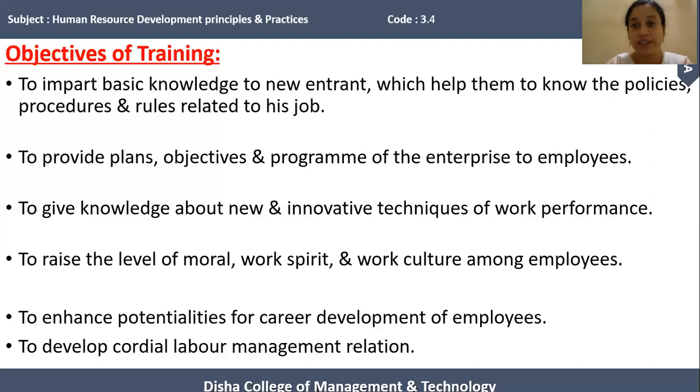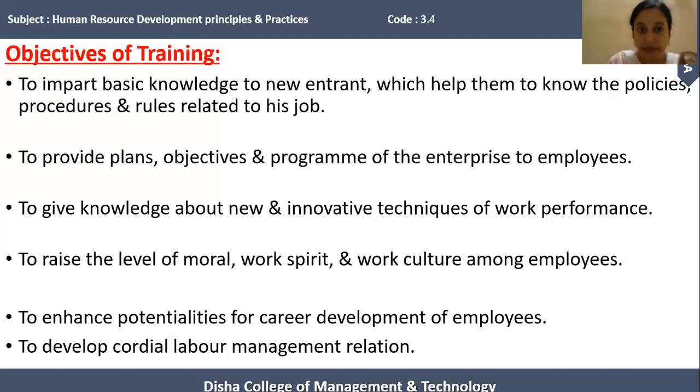Today we are going to discuss another topic of training, that is objectives of training and steps in training program. First we will discuss the objectives of training. So objectives means what? Objectives is the main intention of training. Means what is the reason for providing training to our human resources. So what are the objectives of training? Let me discuss one by one in detail.